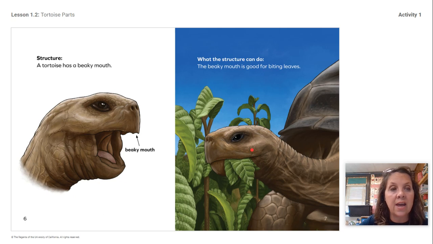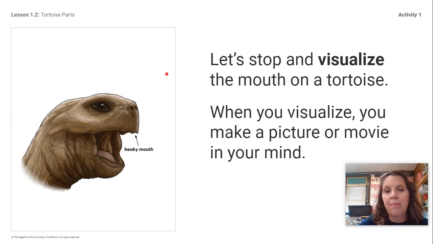Structure. A tortoise has a beaky mouth. And it has, right here, a label on this illustration with an arrow that tells us that this right here is called the beaky mouth. What the structure can do. The beaky mouth is good for biting leaves. Let's stop and visualize the mouth on a tortoise. When you visualize, you make a picture or movie in your head. Close your eyes and picture a tortoise using its beaky mouth to eat leaves. Okay, that was cool.